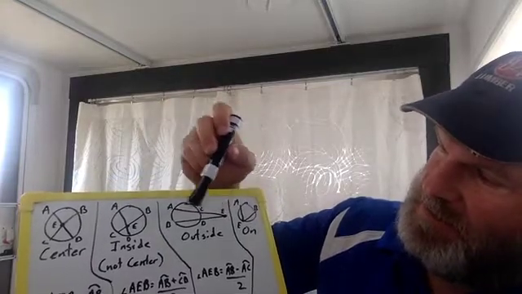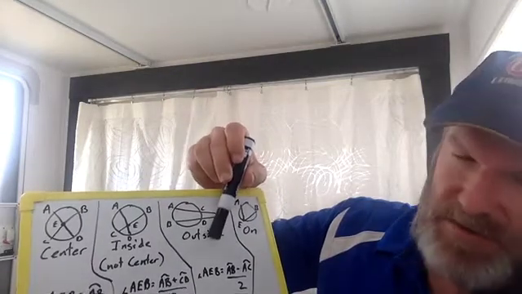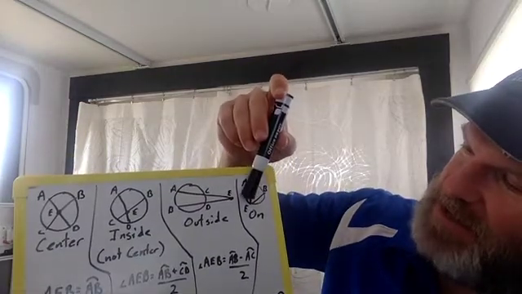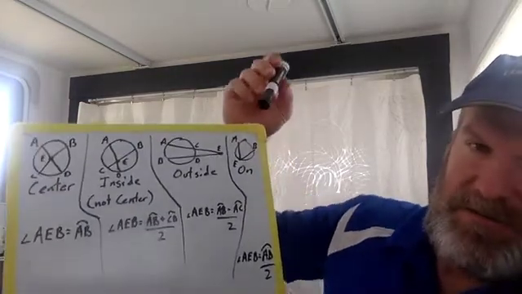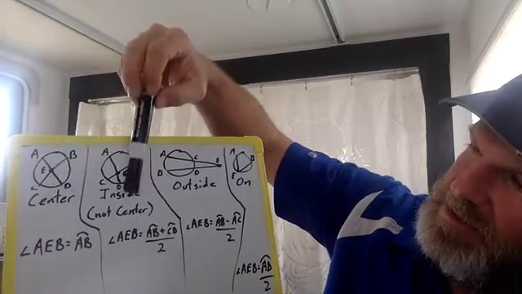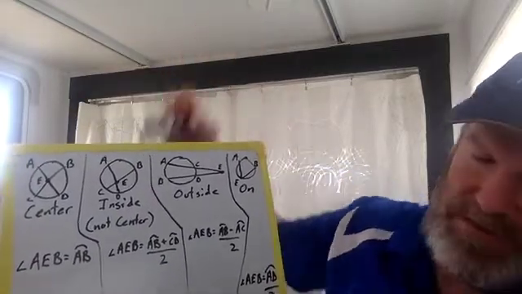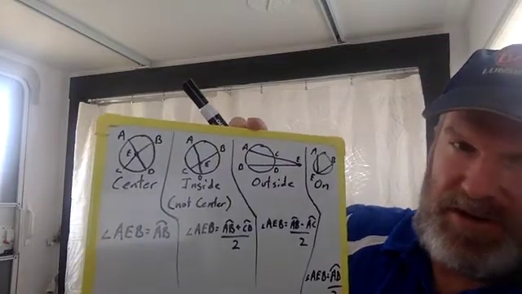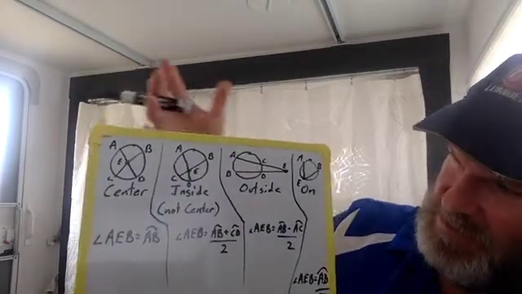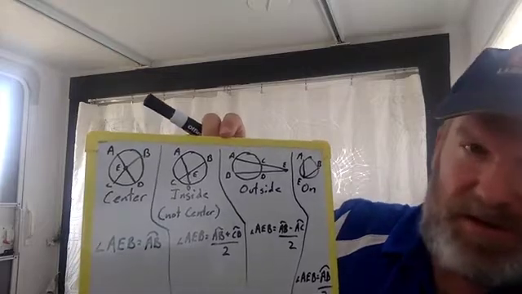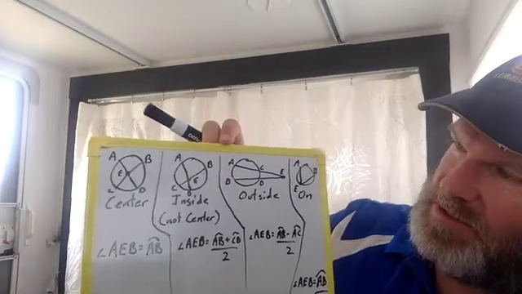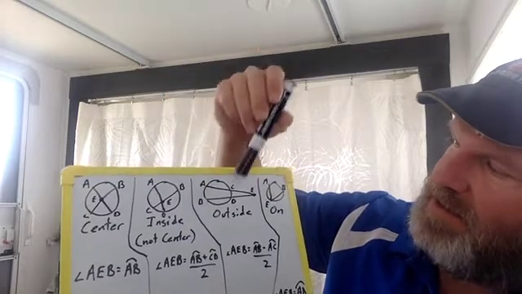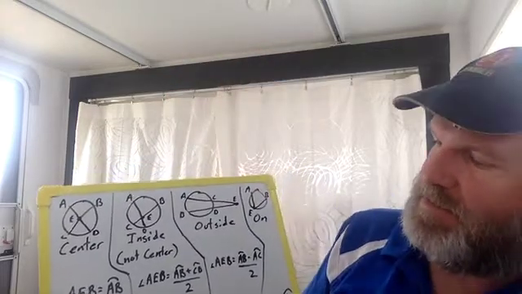E is the vertex way out here. That's outside the circle. And now E is the vertex, and it's actually on the circle. So we've got center, inside, outside, on. Those are the 4 ways I categorize the angles that we're going to be trying to find. And those are the only 4 places that a vertex could be in relation to a circle. It could either be at the center, it could be inside of it, not the center, it could be outside of it, or it could be on the circle.